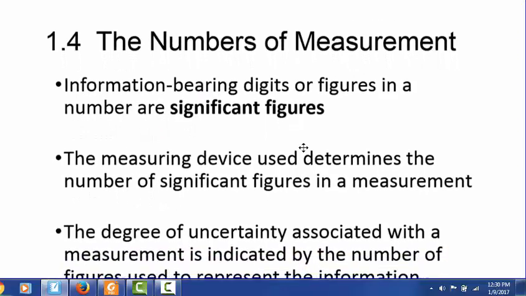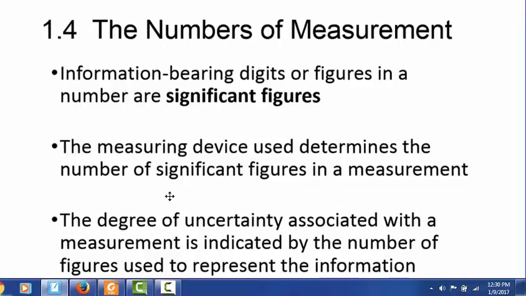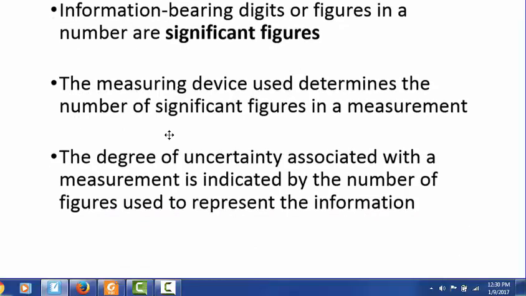Now we're going into section 4, significant figures. Significant figures are the digits in a number that give you information about that measurement. How do we determine how many significant figures are in a number? Well, if you were the one who took the measurement, the device you use to take that measurement would determine how many significant figures are in there. So how much uncertainty you have depends on how accurate or how precise that device was.